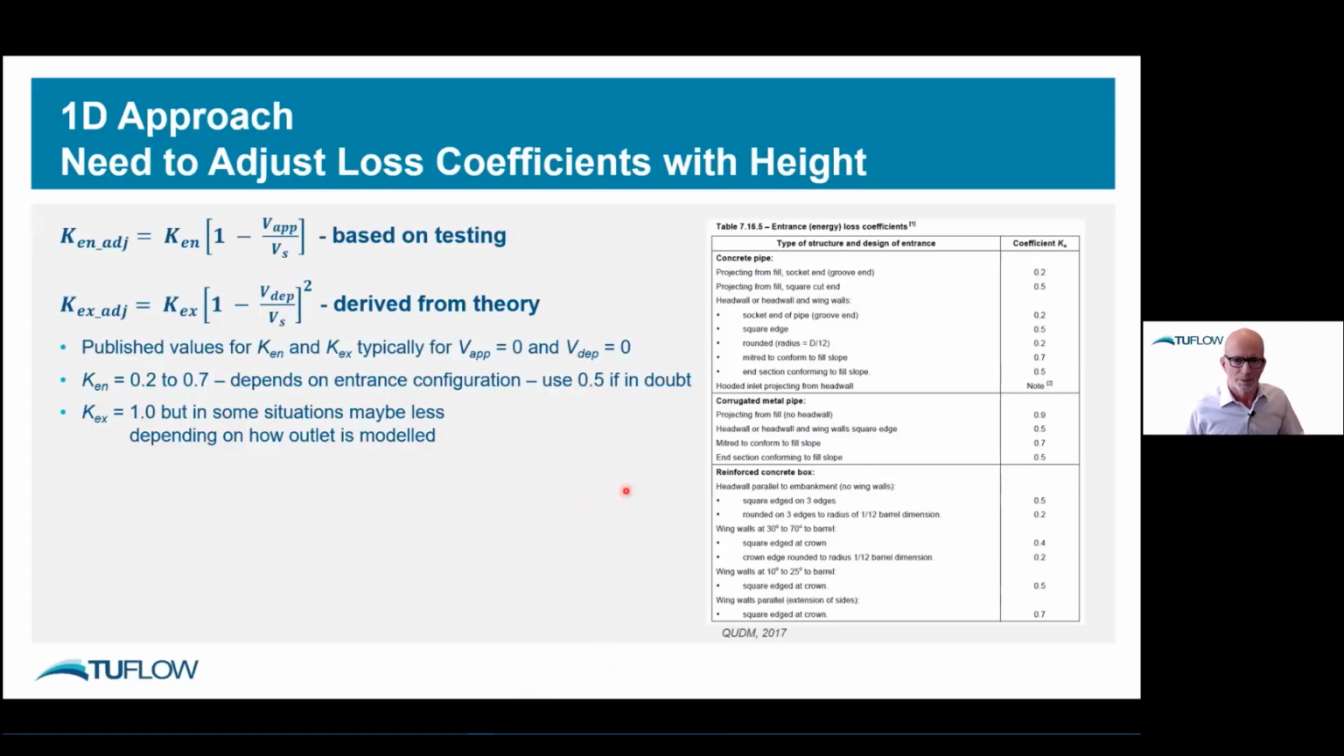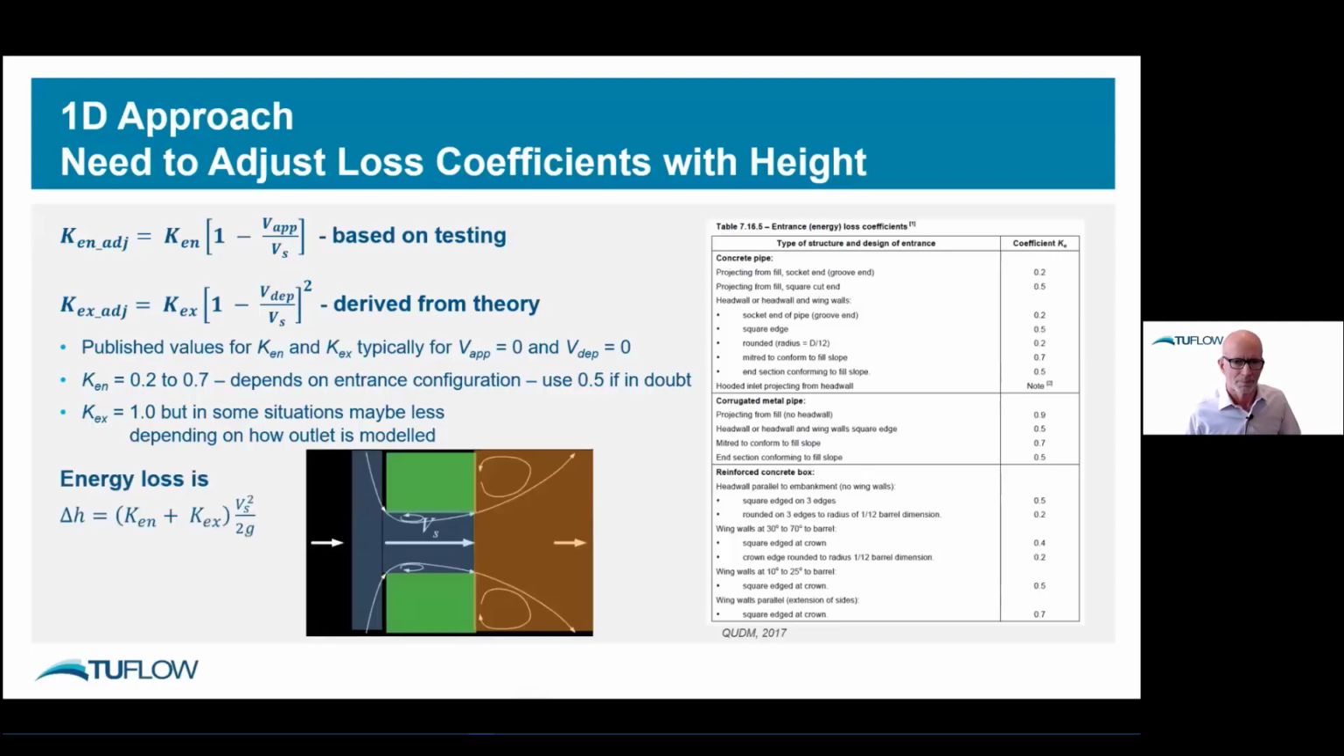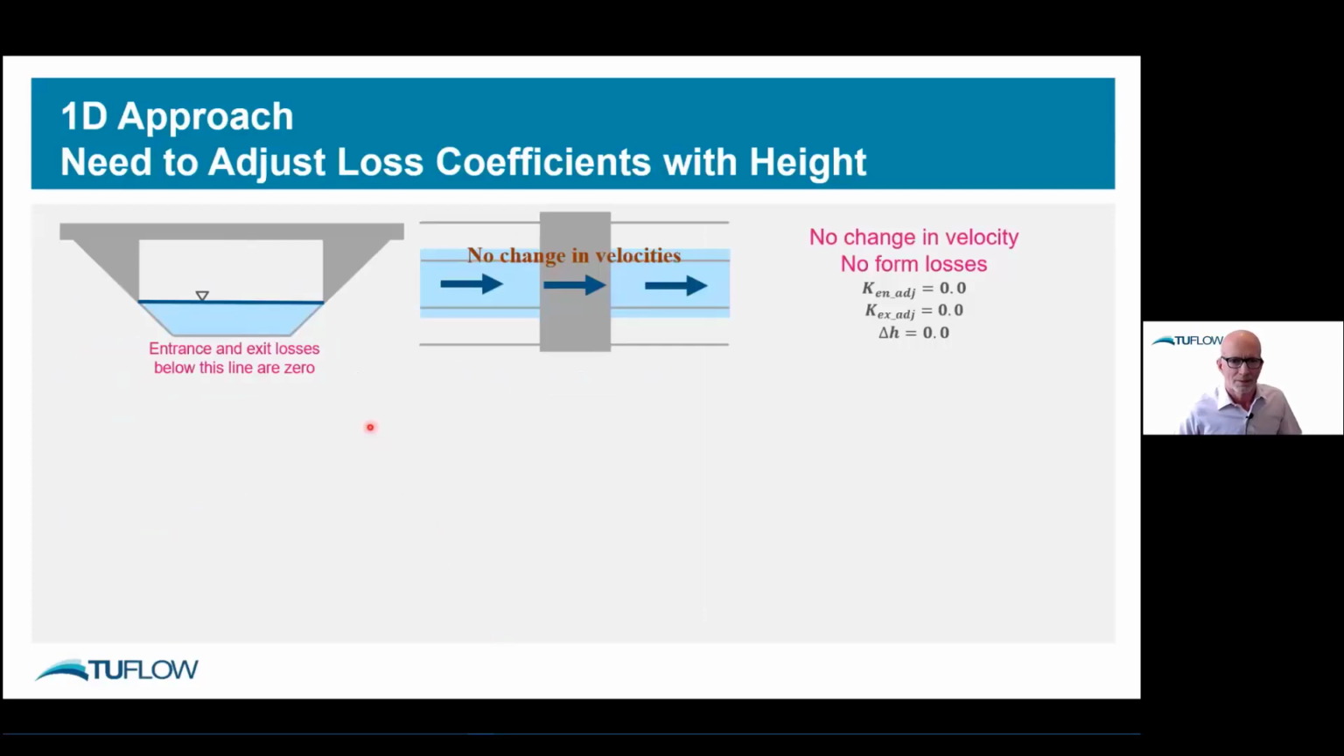For entrance, use 0.5 if in doubt. You've all probably been there, or model 1D. What's really important is that we're doing this adjustment. And there's the equation as I've shown before. So let's return to our little example of the bridge over a trapezoidal channel. So up until here, there's no change in velocities. And if you punch that into those equations, your adjusted K entrance and exit values come down to 0, and your head drop due to the structure is 0, ignoring any Manning's friction or that type of thing.